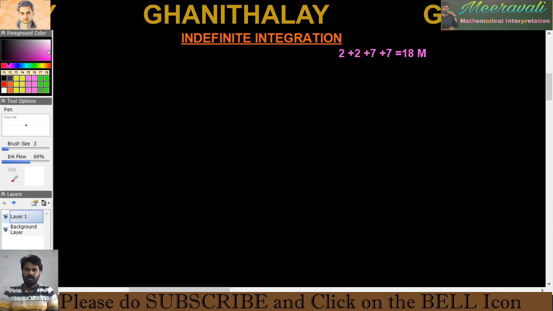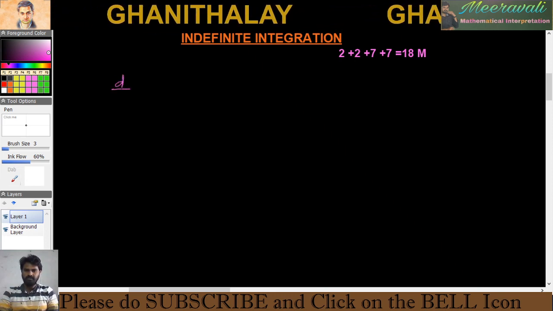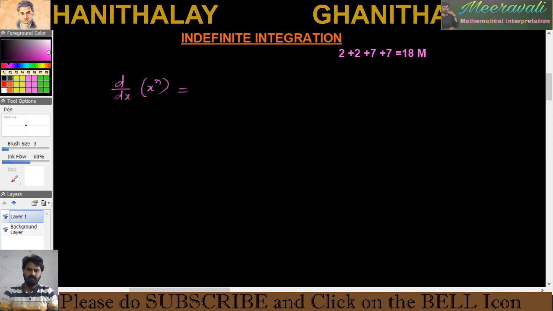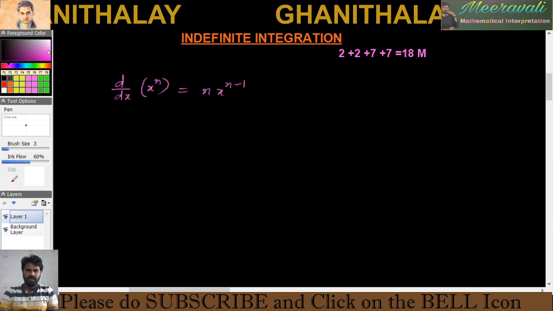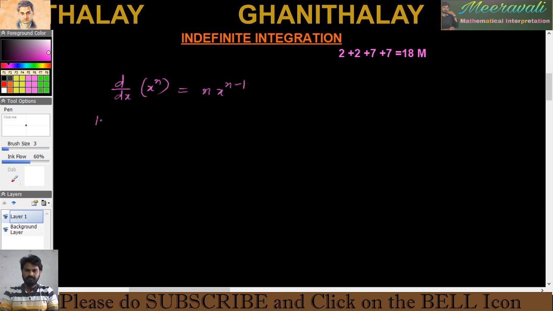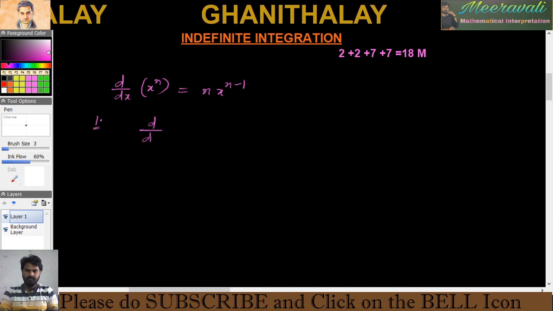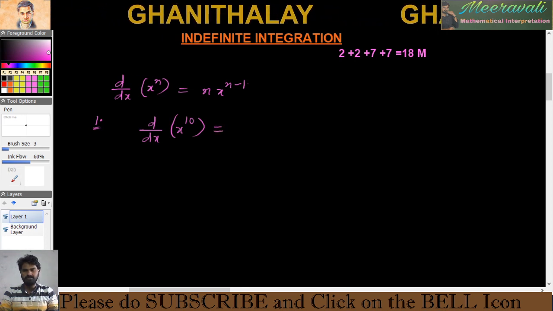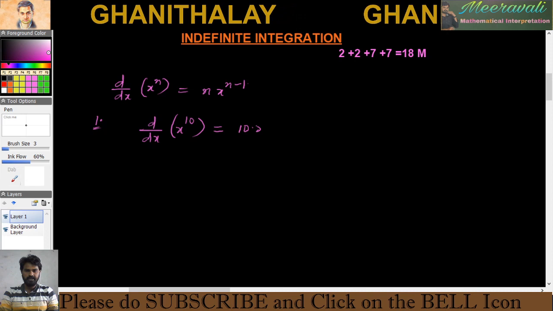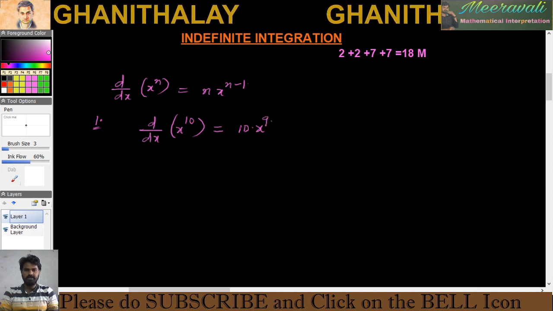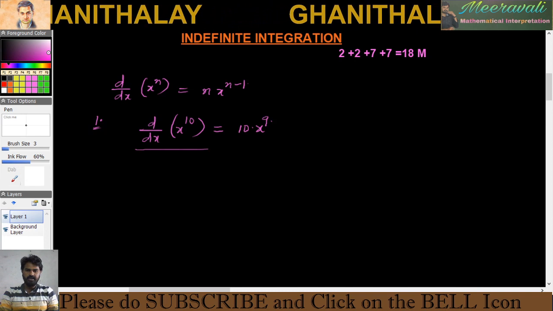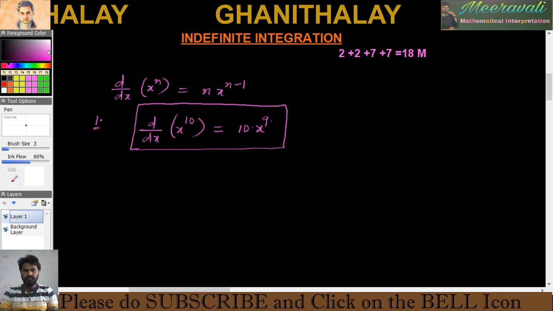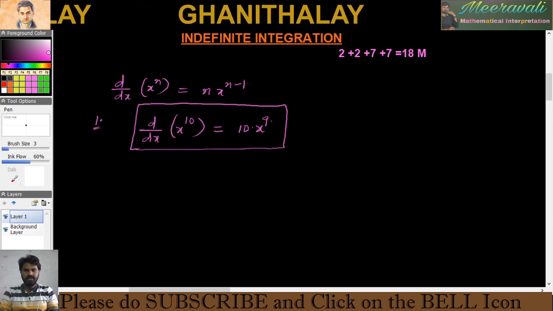For example, we already know the derivative of x to the power of n. What is the formula? We have the formula n into x to the power of n minus 1. So for example, I have taken the derivative of x to the power of 10. How much will you get as the answer? 10 into x to the power of 10 minus 1, that is x power 9. So this is the derivative of x power n formula. By using that formula we can find the derivative of x to the power of 10, which is 10 into x to the power of 9.